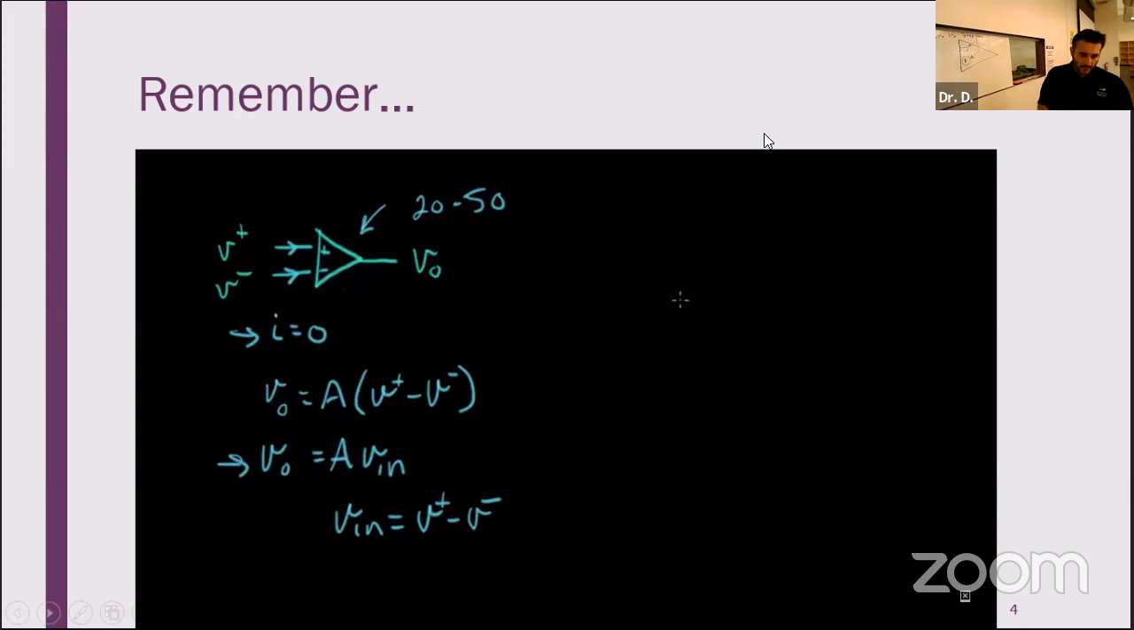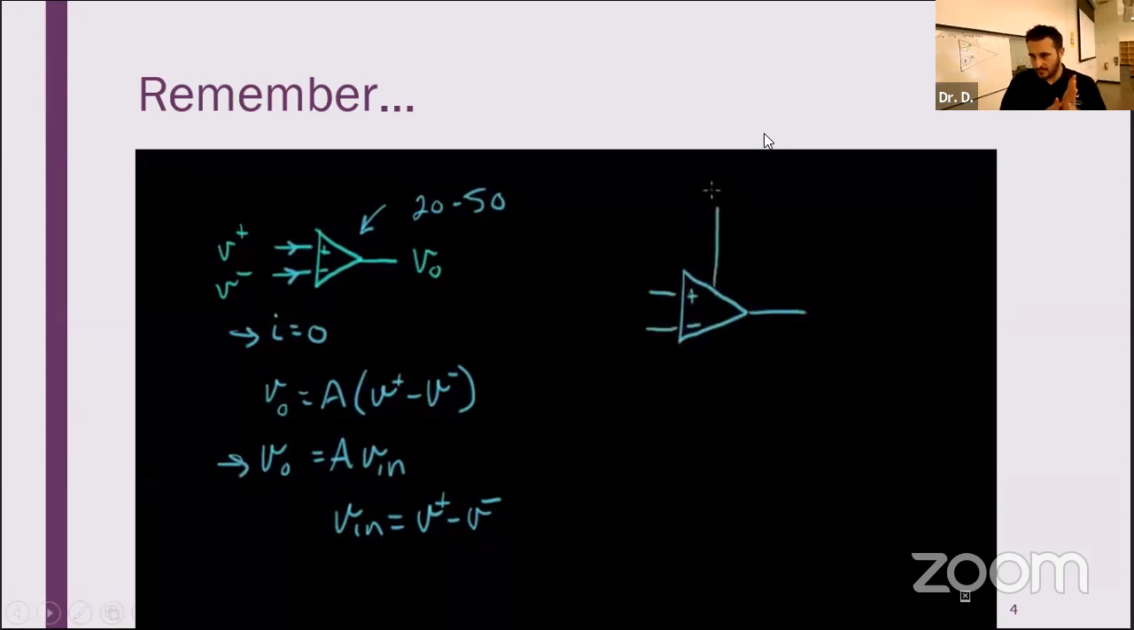So let me do a couple more details on how this thing is actually hooked up. So we have a plus terminal and a minus terminal. There are more terminals on this. There's a power supply like this that's plus big V, and there has to be a minus supply, typically a minus supply, minus V. And there'll be a ground pin. There'll be a ground node on here.